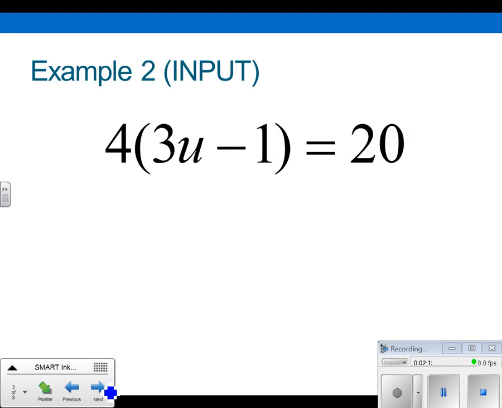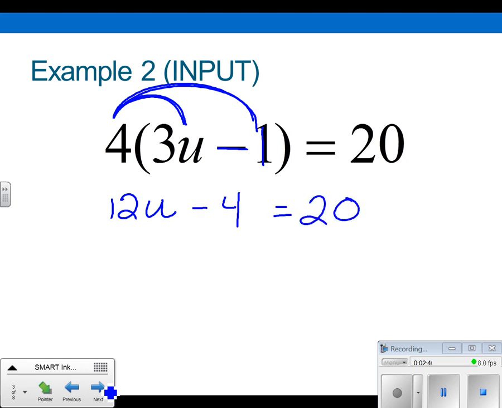In this problem, specifically in this equation, there isn't a variable on both sides of the equal sign, but we will get into problems with parentheses where you do have variables on both sides, so I just want to practice this. First thing you want to do is distribute and get rid of the parentheses. So you're doing 4 times 3u, which is 12u, and then 4 times, not 1, but negative 1, which gives you negative 4, and that equals 20. So then our parentheses are gone.